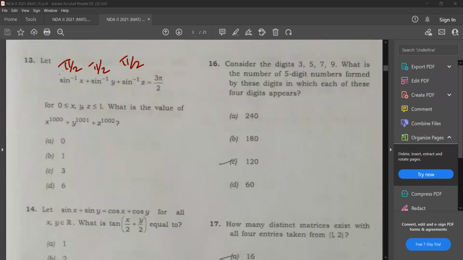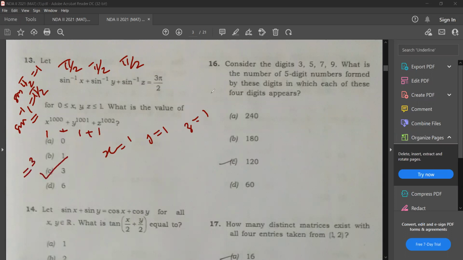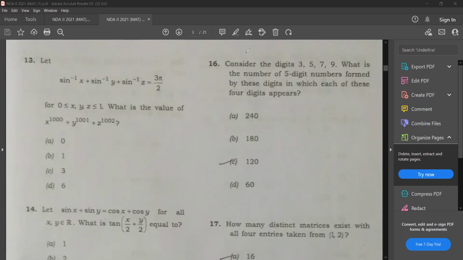If sine inverse x is to be pi by 2, what should be sine x? That will be 1, so x should be 1. We know sine pi by 2 is equal to 1, which means sine inverse 1 is equal to pi by 2. So you'll get x is equal to 1, y is equal to 1, z is equal to 1. So what you need is 1 plus 1 plus 1, the answer is 3. That is option C. Option C, 3, is the correct answer. Moving on to the next question.